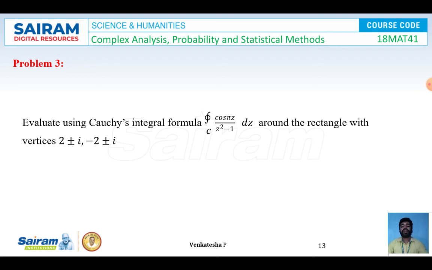Problem number 3. Evaluate using Cauchy's integral formula the integral over the region C of cos pi z by z square minus 1 dz around the rectangle with the vertices 2 plus or minus I, minus 2 plus or minus I. So 2 plus or minus I in the sense x comma y is 2 comma 1 and 2 comma minus 1. Minus 2 plus or minus I in the sense the vertices will be minus 2 comma plus 1 and minus 2 comma minus 1. So with these vertices we have to plot a rectangle to solve the given integral.